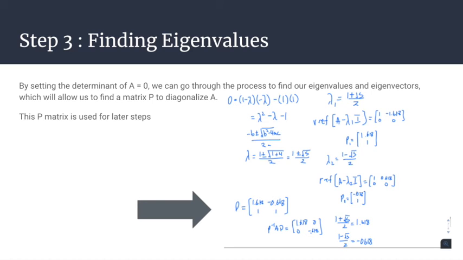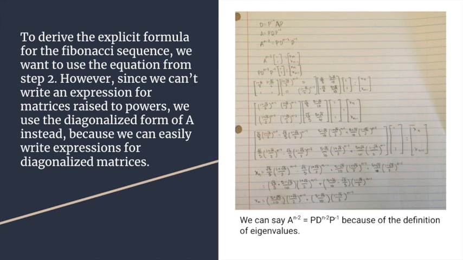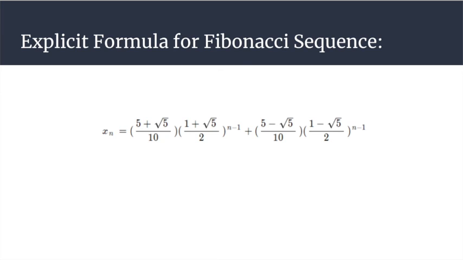Then we combined steps 2 and 3 in order to derive the explicit formula for the Fibonacci sequence. Essentially we replace A to the n minus 2 power with P D to the n minus 2 power times P inverse, and then we multiply out and simplify to find the explicit formula. As you can see, this is the explicit formula for the Fibonacci sequence.